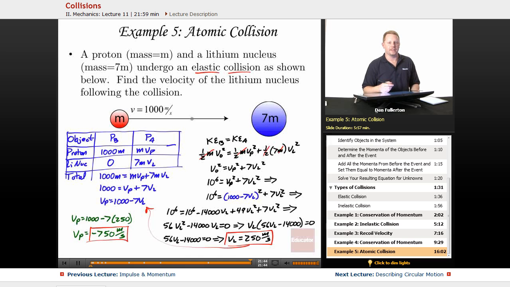Bringing in the fact that it's an elastic collision to give us one more equation, this kinetic energy before equals kinetic energy after. Hopefully this gets you started with analyzing collisions and looking at conservation of momentum.